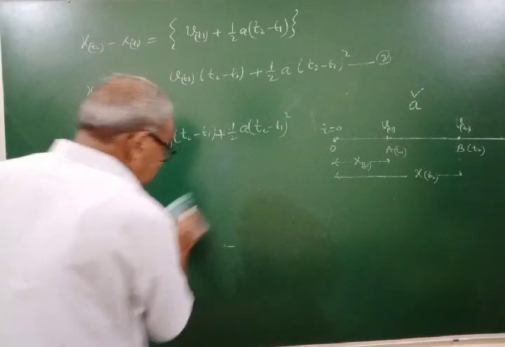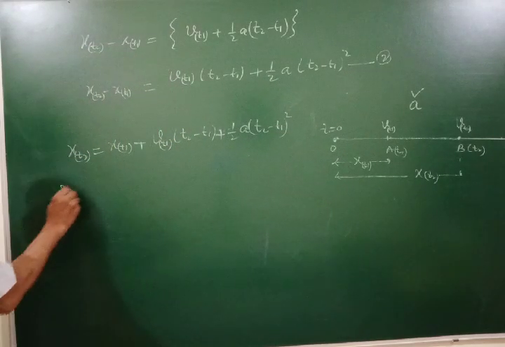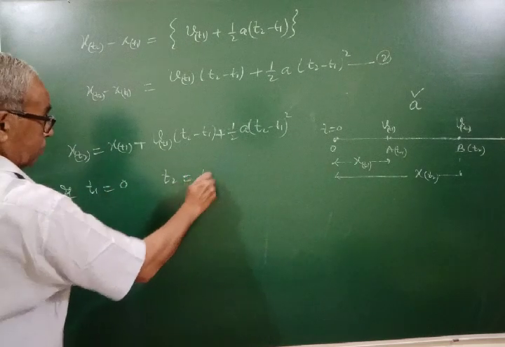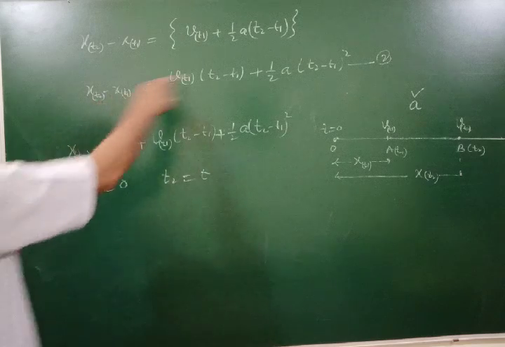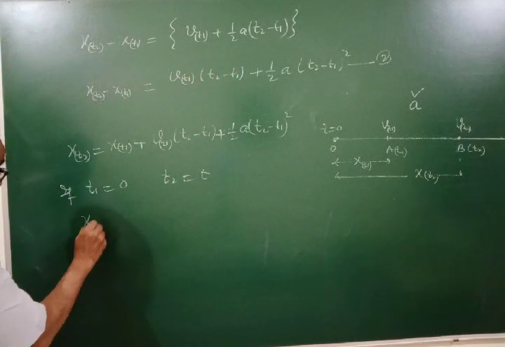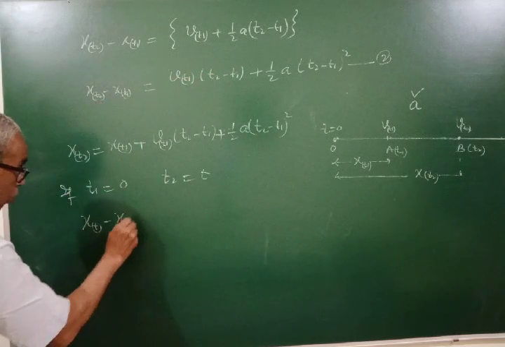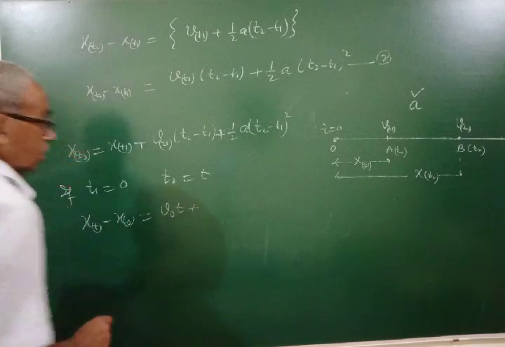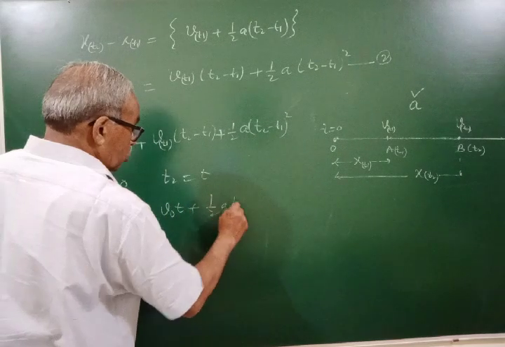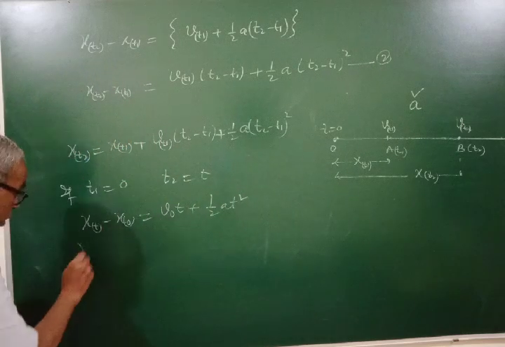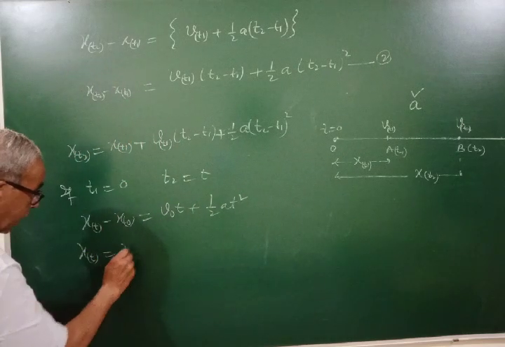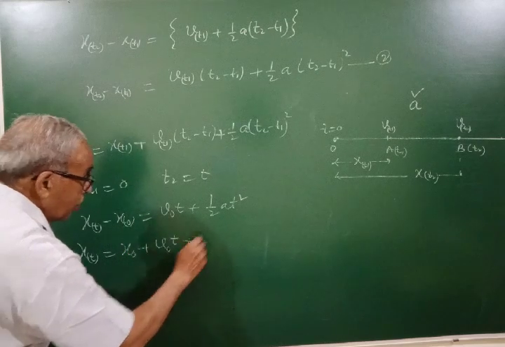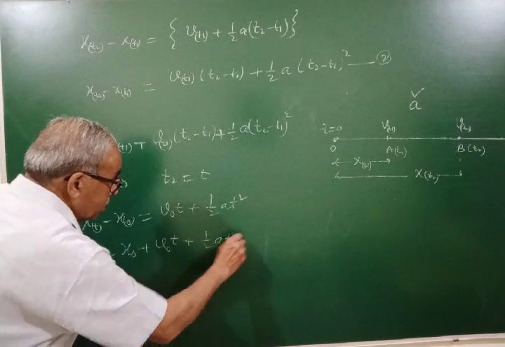Now, if t1 equal to 0 and t2 equal to t, then equation 2 can be written as xt minus x0 is equal to V0 t plus half a t square, or xt equal to x0 plus V0 t plus half a t square.